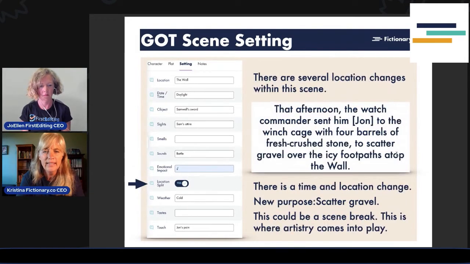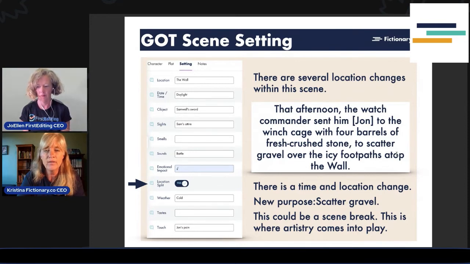Okay. Then we have the location can split. And so if you're looking to set up your scenes within your story, places that you look for to do that are when the point of view changes, when the setting changes, so the location changes, or when the time changes. And in this case, Martin chooses not to do that. He has several locations in the scene, but he tells the reader very clearly that it's changing.